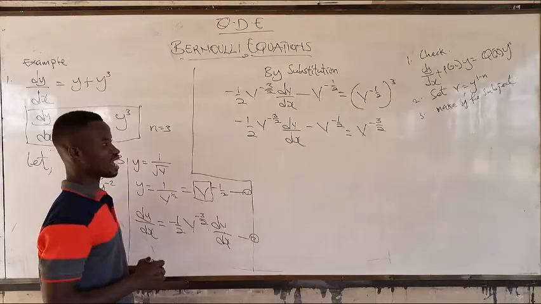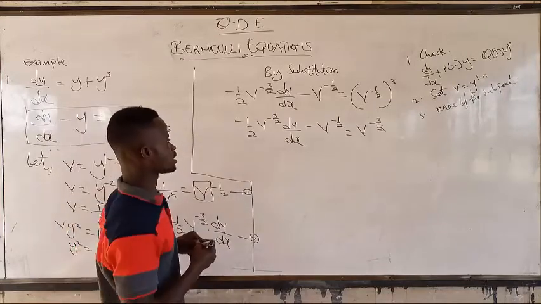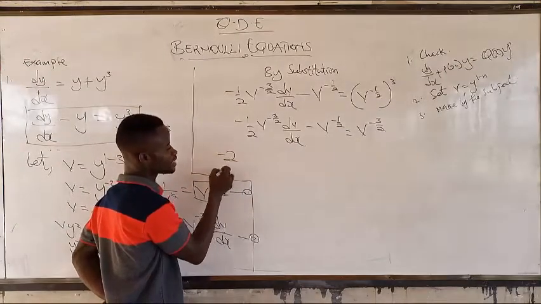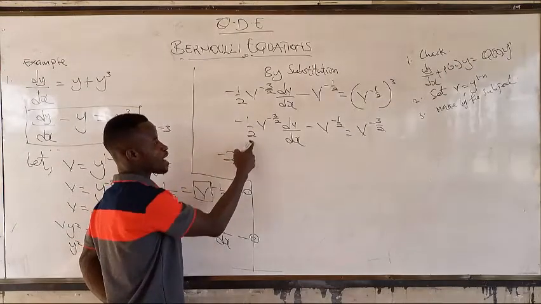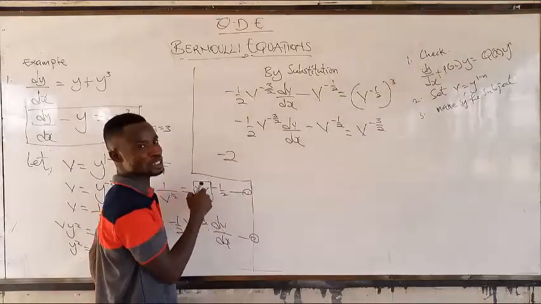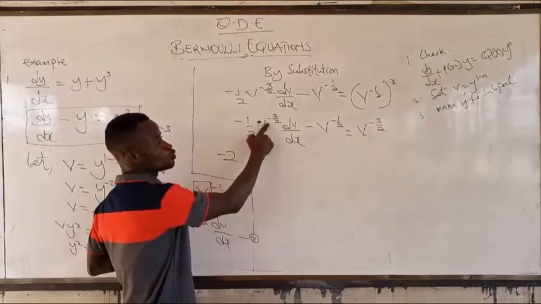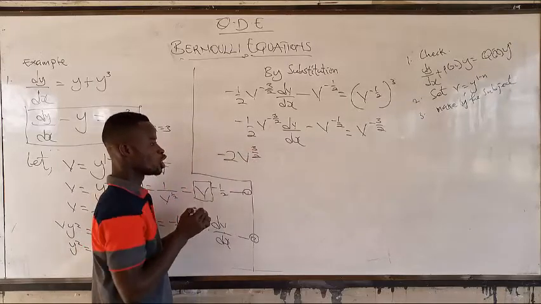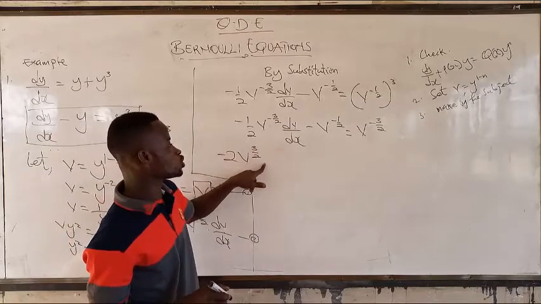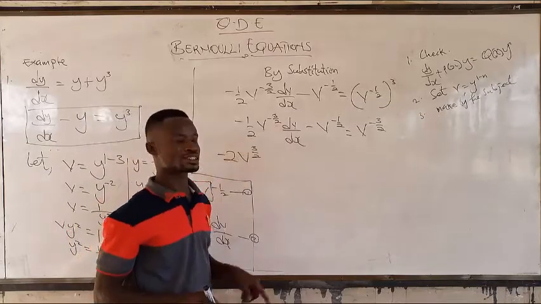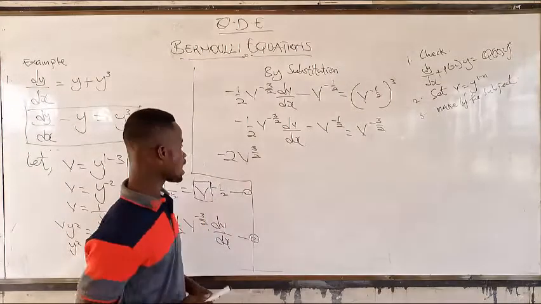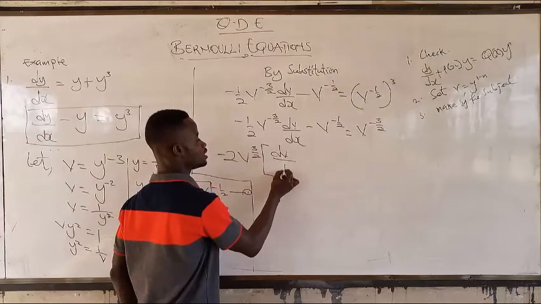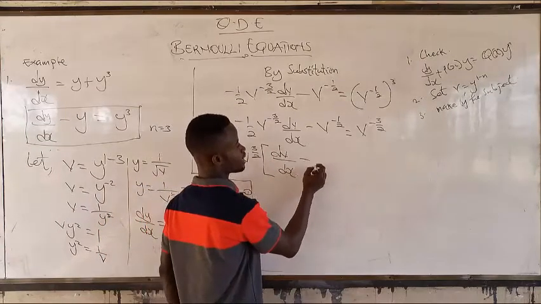You can see clearly that if you want to undo it, you multiply by negative 2. When you multiply this by negative 2, you undo it for it to become 1. And to undo this, you have to multiply by b raised to the power 3 over 2, because b raised to the power 3 over 2 will undo this for it to be 1. I hope you can see that. So we are going to multiply 2 by dv dx.